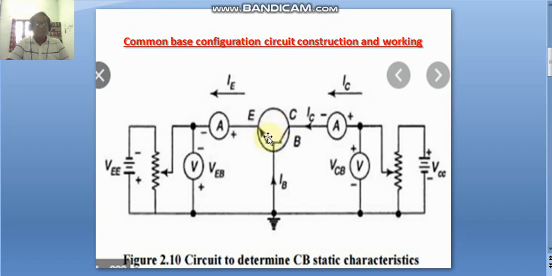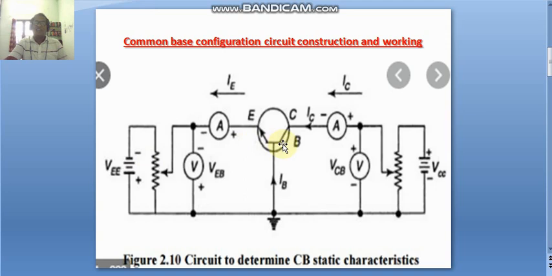Or the second method to recognize it: here the emitter base junction, or input circuit, is always in forward bias. So the emitter is connected to the negative terminal of the battery and the base is connected to the positive terminal. Therefore the emitter must be n-type, and only then is it possible. Therefore it is an NPN transistor.